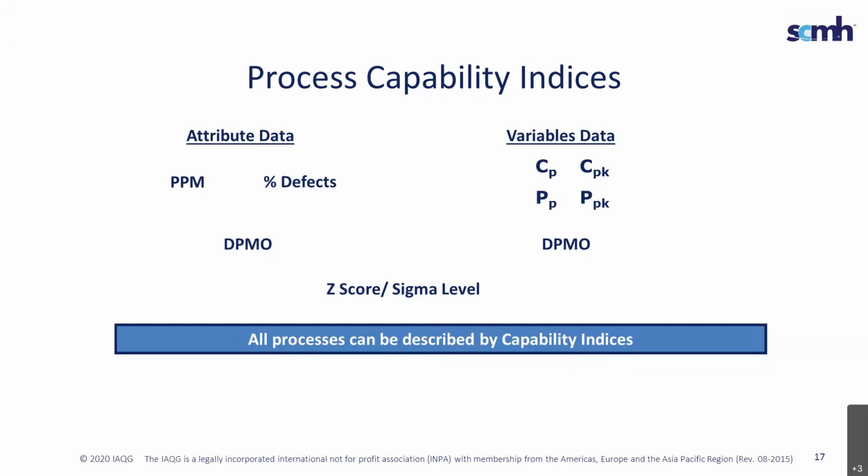Those can be turned again into DPMOs or DPMs, which is basically how many defects you're getting out of a million. And that can be turned again to a sigma score, sigma level, Z-score, or whatever you want to call it, and that is common, it doesn't matter if it's variable or attribute. So again, these are the typical indices that you see. Attribute versus variable can be different ones to start with, but they can all be converted to a common one, whether it's DPM, DPPM, DPMO, or sigma level or Z-score. So those are the typical indices that we're going to be using.